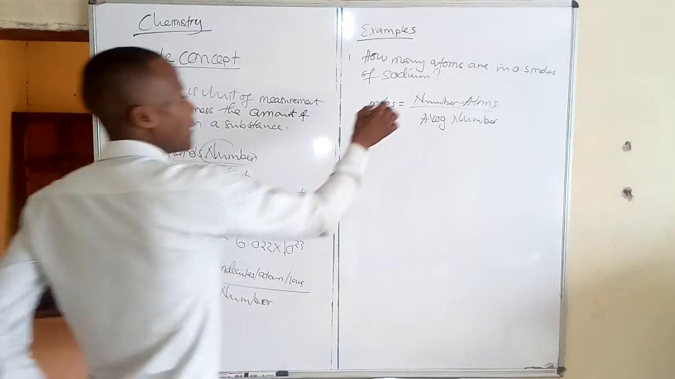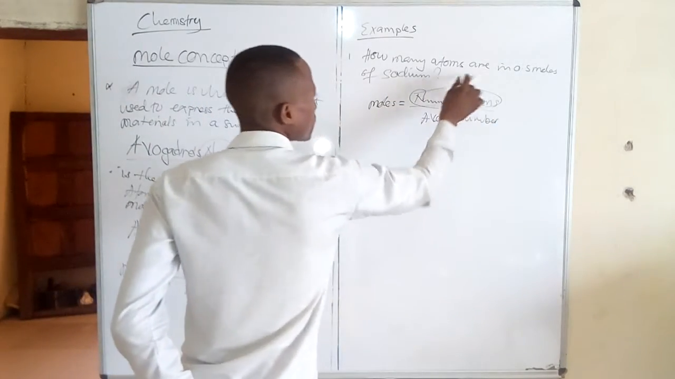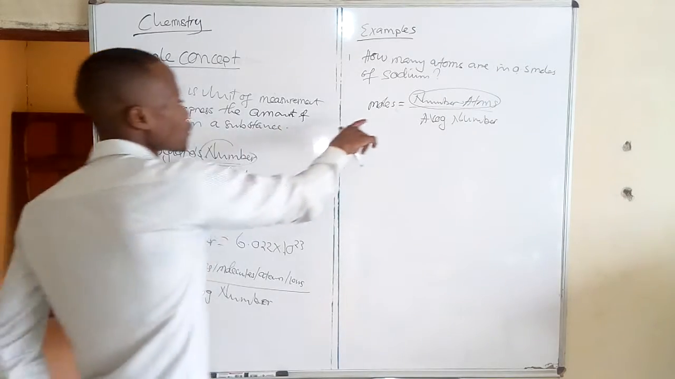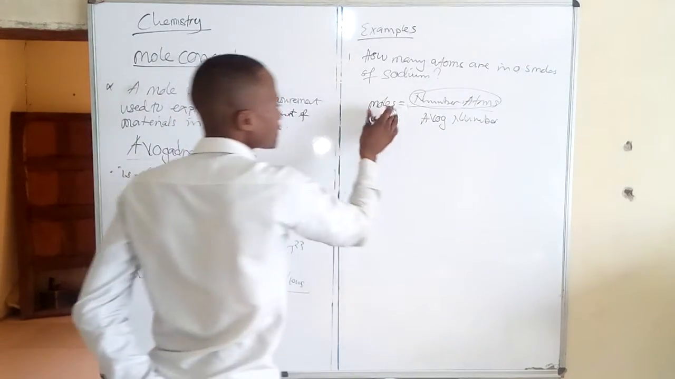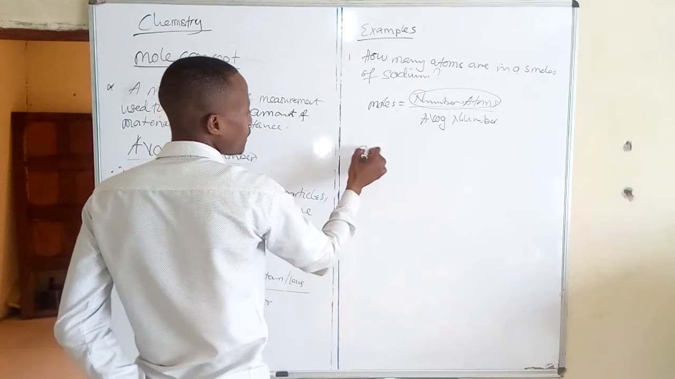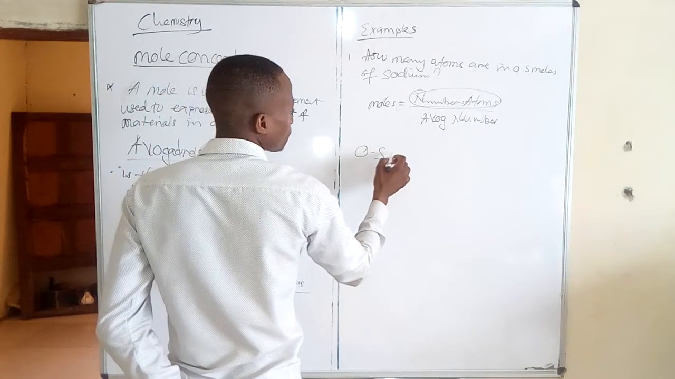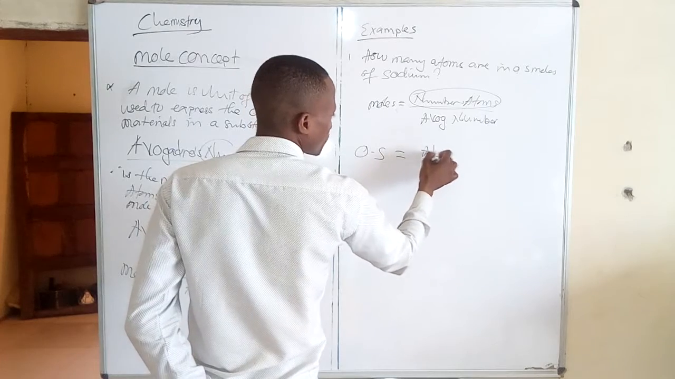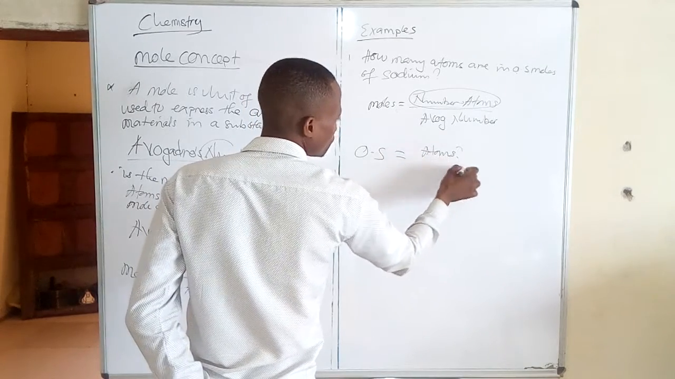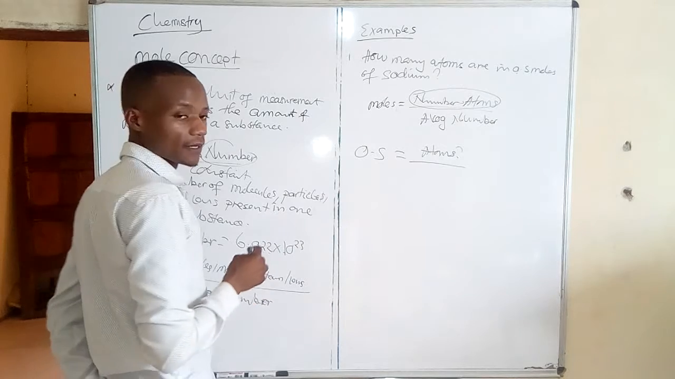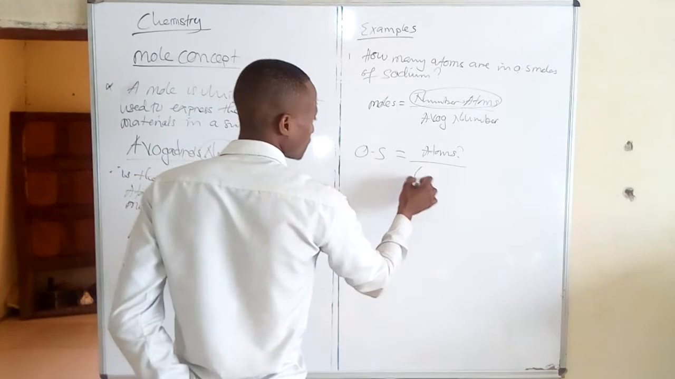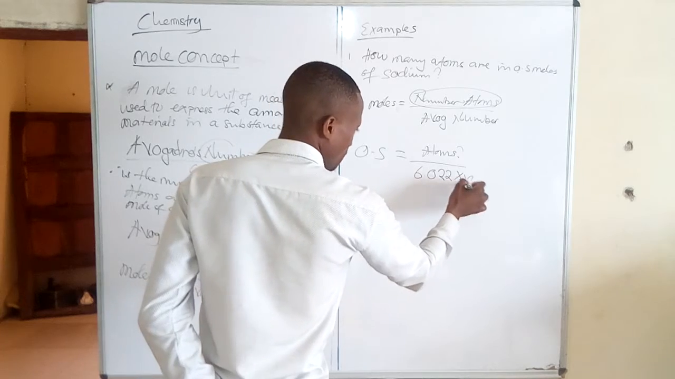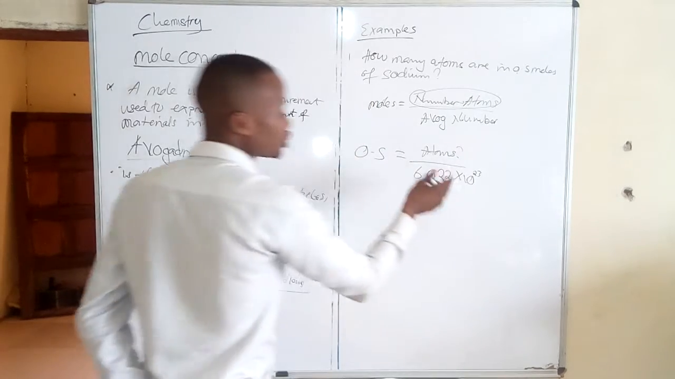We want to know how many atoms are present in 0.5 moles of what? Of sodium. So where there are moles, we put the 0.5 moles because that's the number of moles there. So we have 0.5 moles is equal to the number of atoms, the one we don't have, over Avogadro's number. Avogadro's number is 6.022 times 10 to the power 23. You've got to know this number.